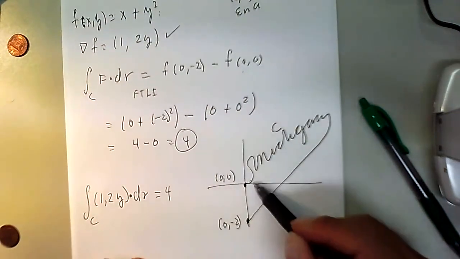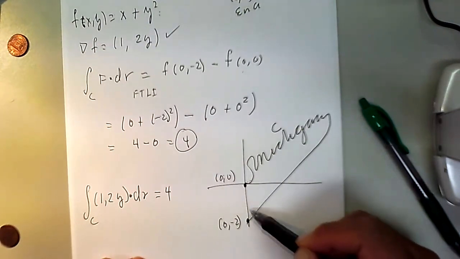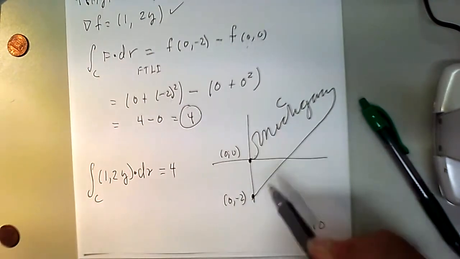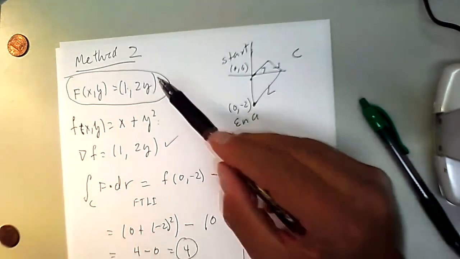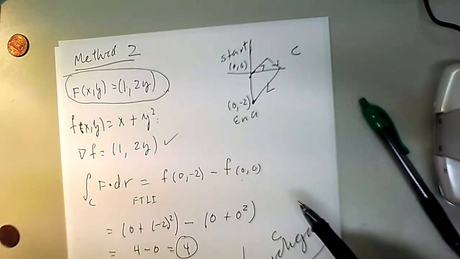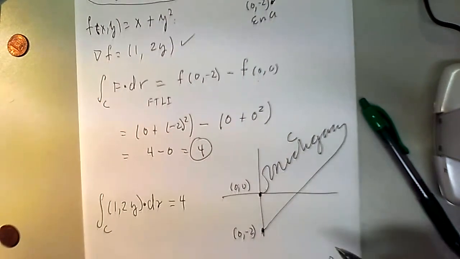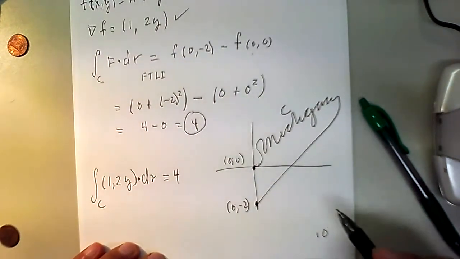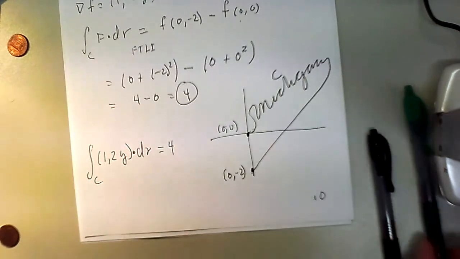But in particular, if we go from 0, 0 to 0, -2, no matter what path we take, we will get 4, because this is a conservative vector field. And in my opinion, that is super, super cool. All right, with this, we will finish this video.